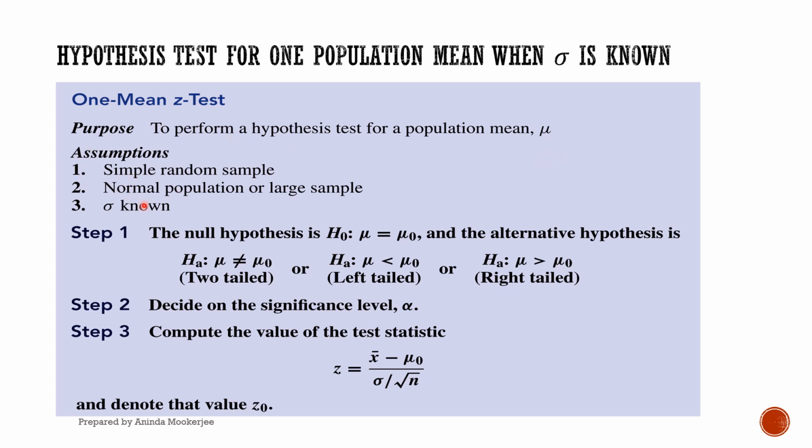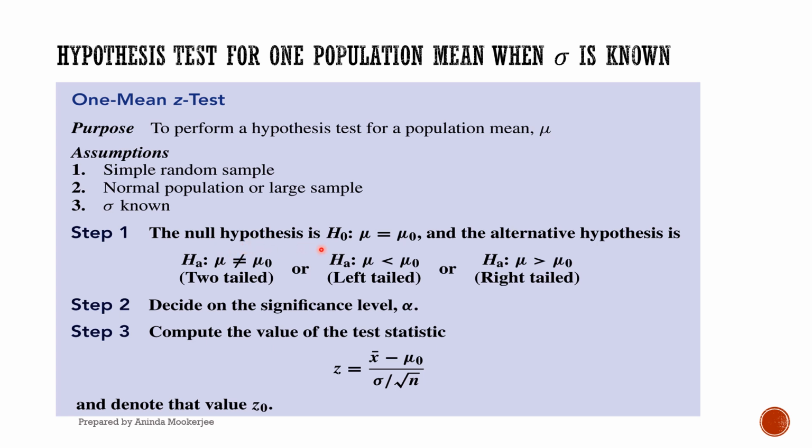These are some of the assumptions. The first one is common for all tests, simple random sample. All statistical studies have to be based on a simple random sample. Then it has to be a normal population or a large sample. And then finally, sigma, population standard deviation, should be known. Now, if all these assumptions are satisfied, then the first step is to state your hypothesis.